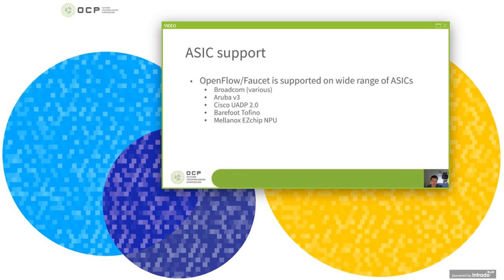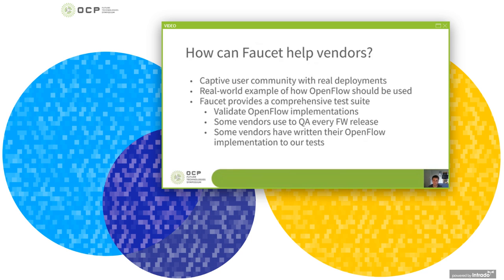Faucet's supported on a number of different ASICs. We've seen it on a number of different Broadcoms. Aruba's using their ASIC, Cisco's got their ASIC, and then NoviFlow wrote a version of OpenFlow in P4, which lets Faucet talk to a Tofino switch, and they've also got a number of NPU switches that we can control.